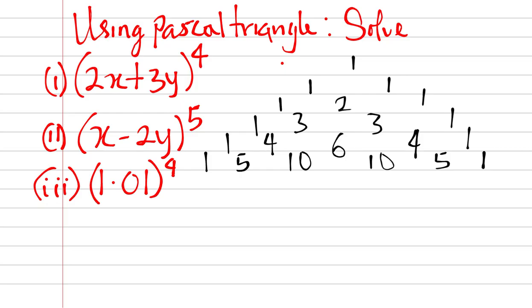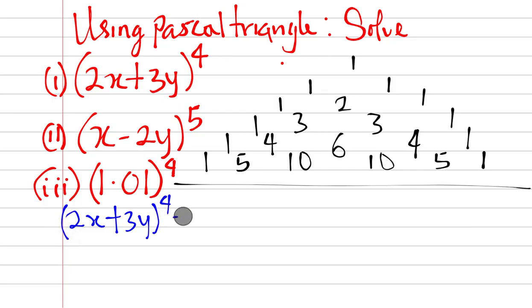We have 2x plus 3y raised to the power of 4. I think that is a very simple question, so let's solve that. Don't forget I told you in the previous video, as your x is increasing, your y will be decreasing. So in this case, this is your a and this is your b. As your a is decreasing, your b will be increasing. Are you seeing that?